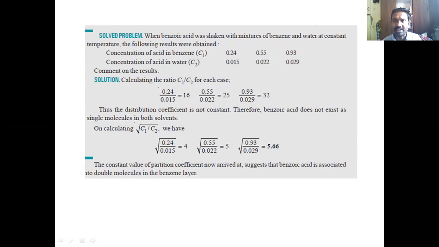Don't look at the solution part now. You just look at the data part. Concentration of acid in benzene is 0.24. Concentration of acid in water is 0.015.